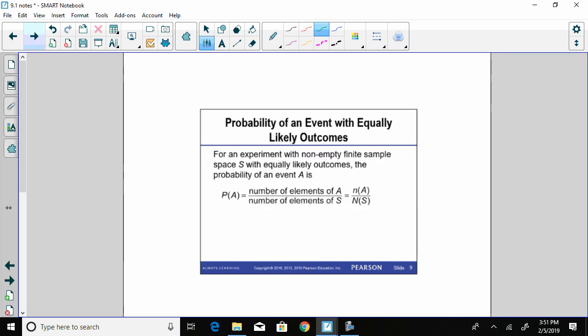So probability is the number of elements out of the number of the elements of the subset, right? This is the subset out of the whole sample.